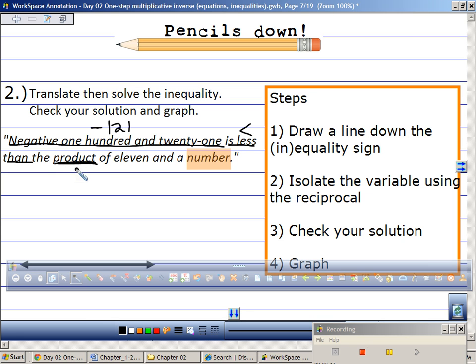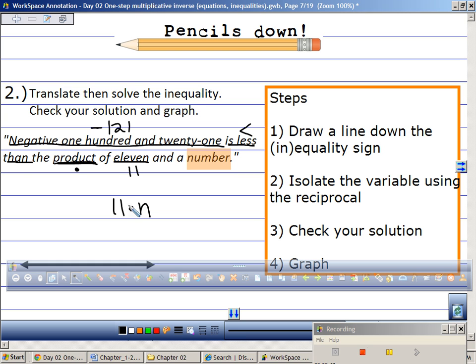What does the product mean? Multiplication of 11 and a number. Here's 11. Now I'm going to go back over here and ask, what's happening to a number and 11? It's the product. The product of a number and 11 is multiplying.